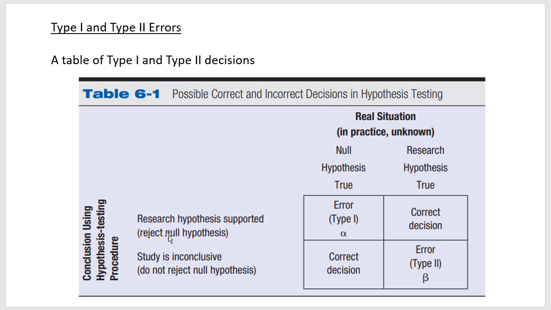However, if we reject the null hypothesis and say that we have a significant result, but we actually don't, then we've made a type 1 error, called an alpha error. If we failed to reject the null hypothesis, and the research hypothesis is true, meaning we did not find significance when there actually was significance, we've made a type 2 error. That's called a beta error.